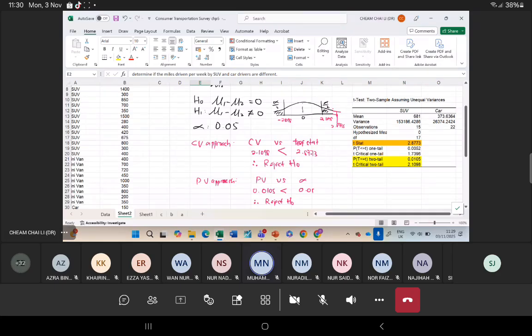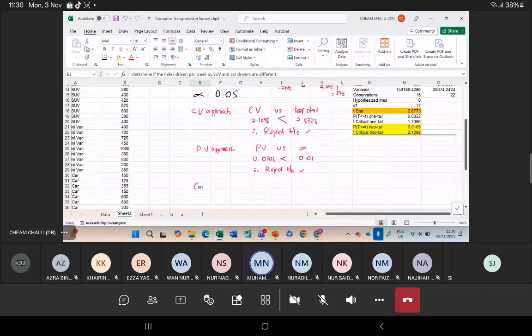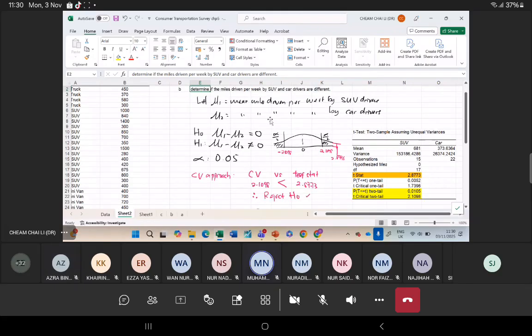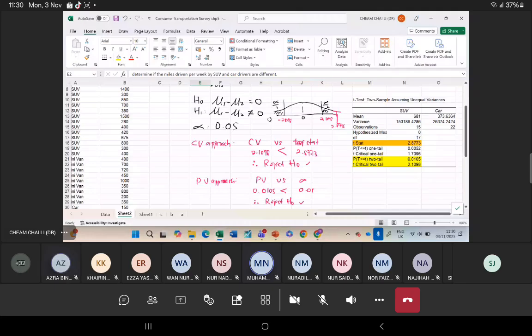Right? So the conclusion: you can say that there is sufficient evidence to support the alternative hypothesis. So it can be concluded that the mean miles driven per week by SUV drivers and car drivers are different. So we have enough evidence that SUV drivers and car drivers have different miles driven per week. Right? So this is the analysis of question number 2.